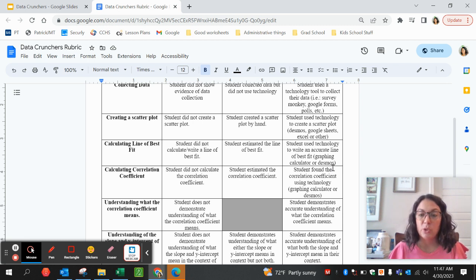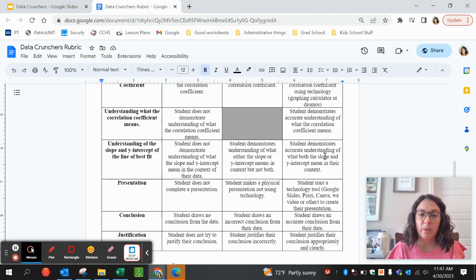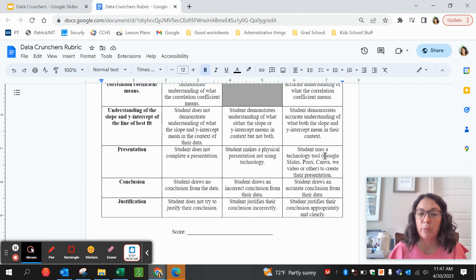Students are demonstrating their understanding of what that correlation coefficient means. What is it going to tell them about their data? They had to understand what their slope and y-intercept meant in context. They also had to use some sort of a presentation technology tool to create a final product that allowed me to know that they had demonstrated that understanding. I gave them several options, but I also let them choose from any that they would like.